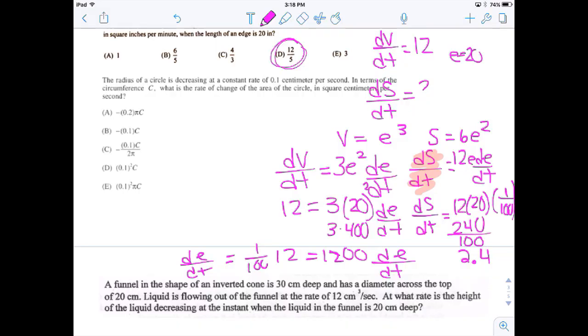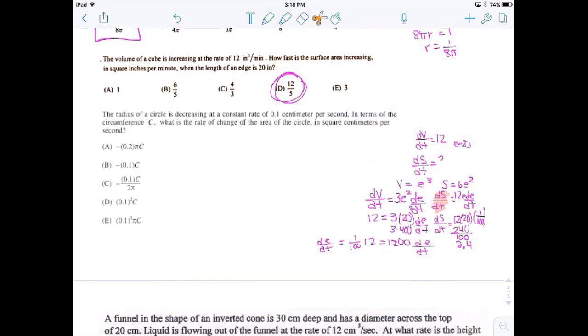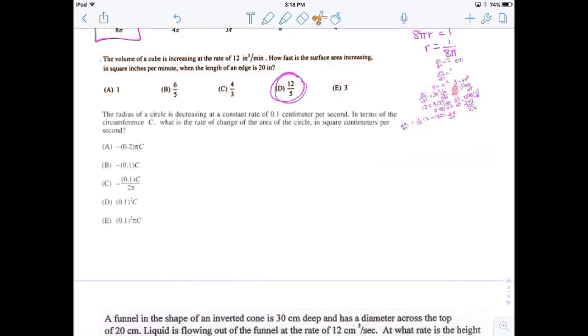Okay, let's look at this next one. That's another kind of weird variable one. We're going to do a funnel, everybody's favorite. Oh, this next one: the radius of a circle is decreasing at a constant rate, and they give you that rate is 0.1 centimeters per second. So let's start with what we know here.